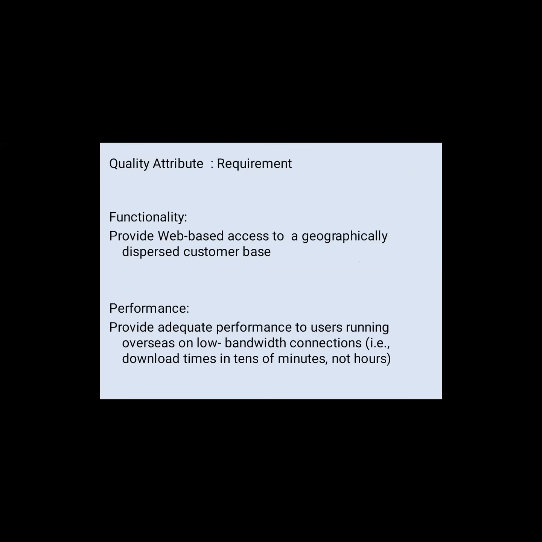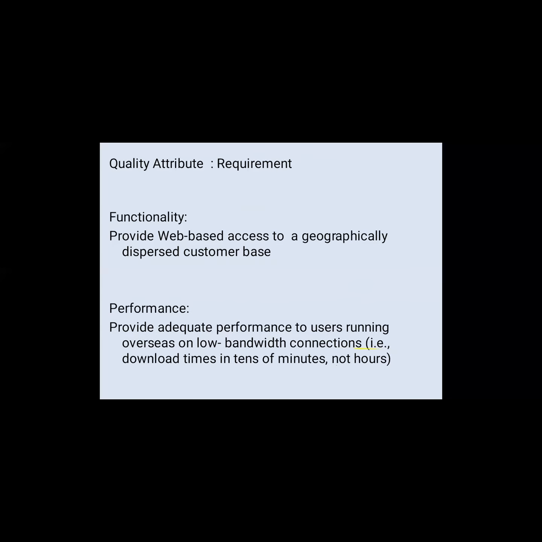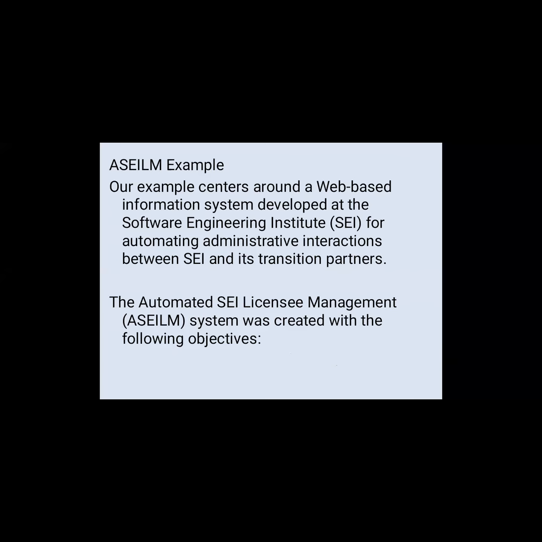Okay, here we are also verifying some quality attributes. In the case of quality attributes, we are verifying the requirements and the functionality: providing web-based access to the geographically dispersed customer base, and verifying the performance, compatibility, and security. So if we observe SLIM, what is SLIM? Automated Software Engineering Institute License Management.